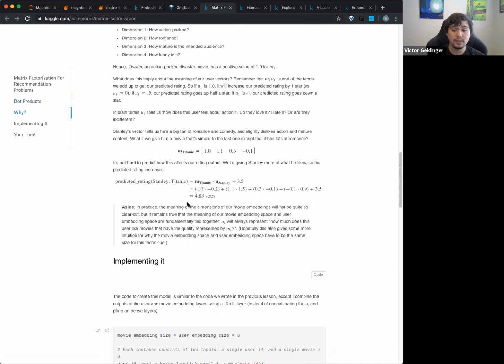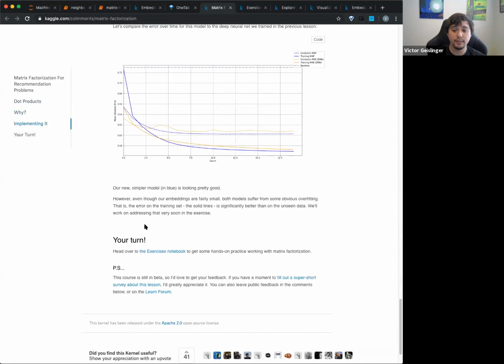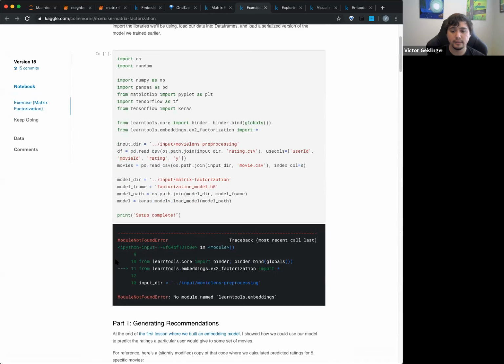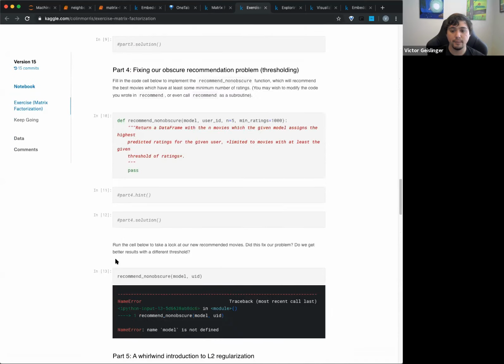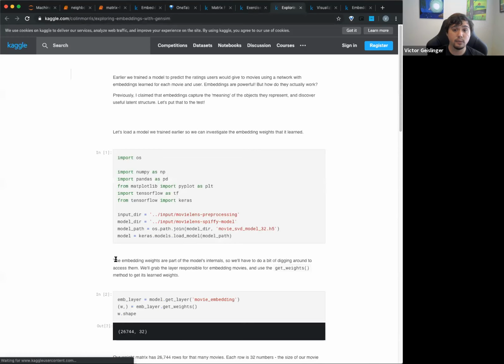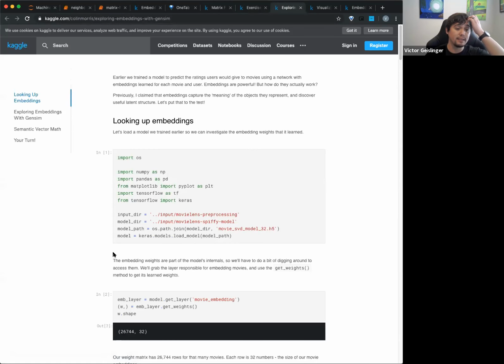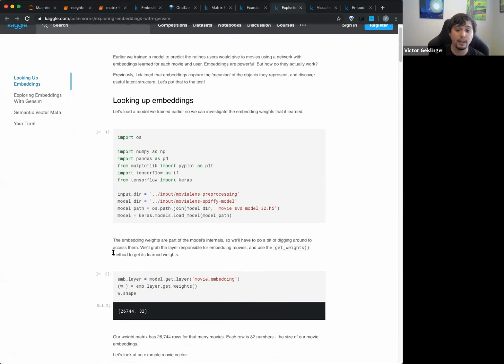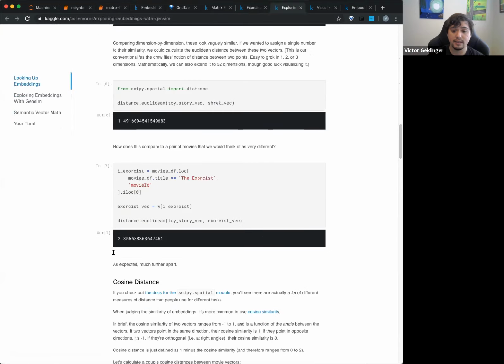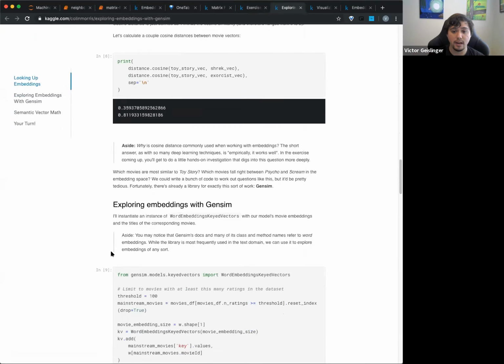Okay, what's kind of cool is, let's see if I can go to the next part. What is really fun is that we can take the embeddings and ask, what does it look like in dimensional space? You can actually plot this out and see where the movies are. Remember, similar movies should be close to each other. So you can actually visualize this, and I'm trying to find the exact part where they talk about this.